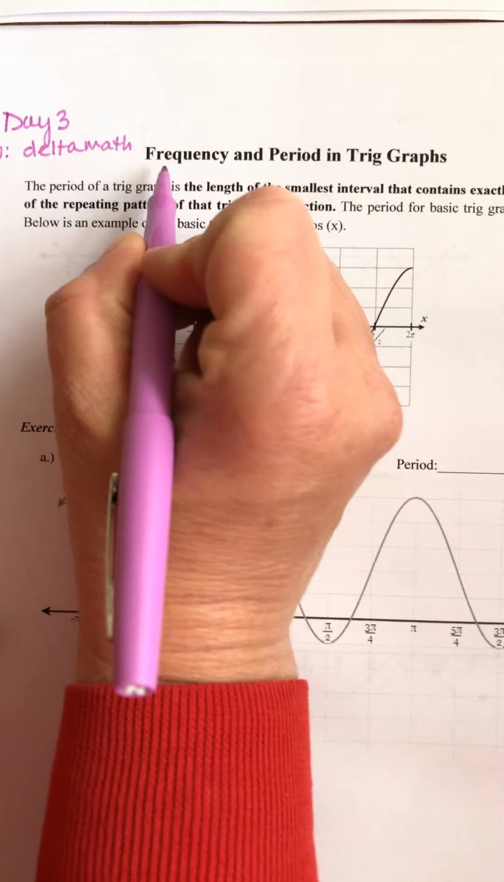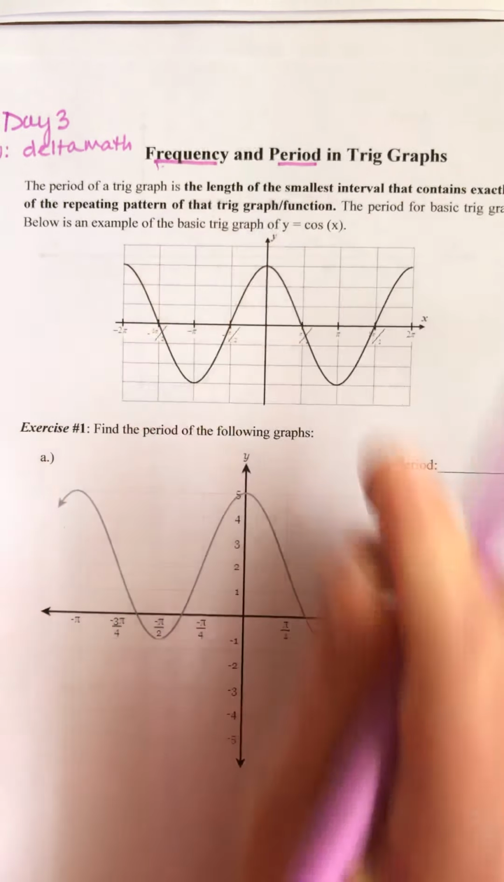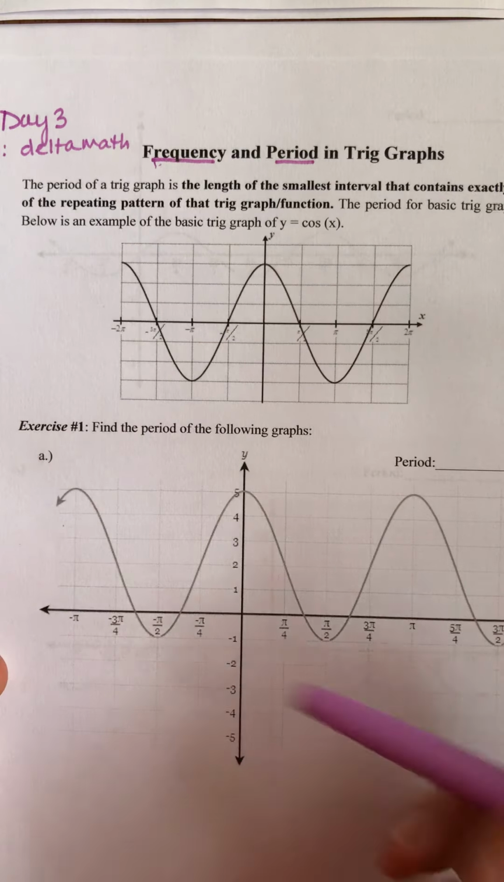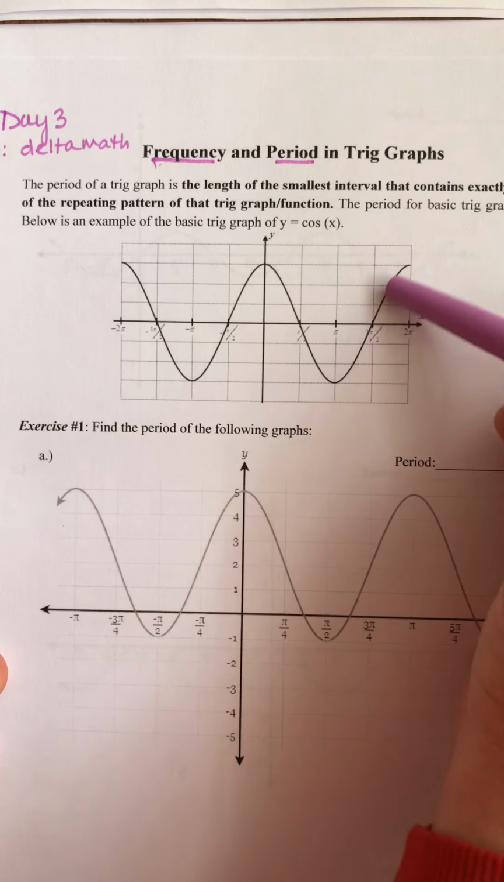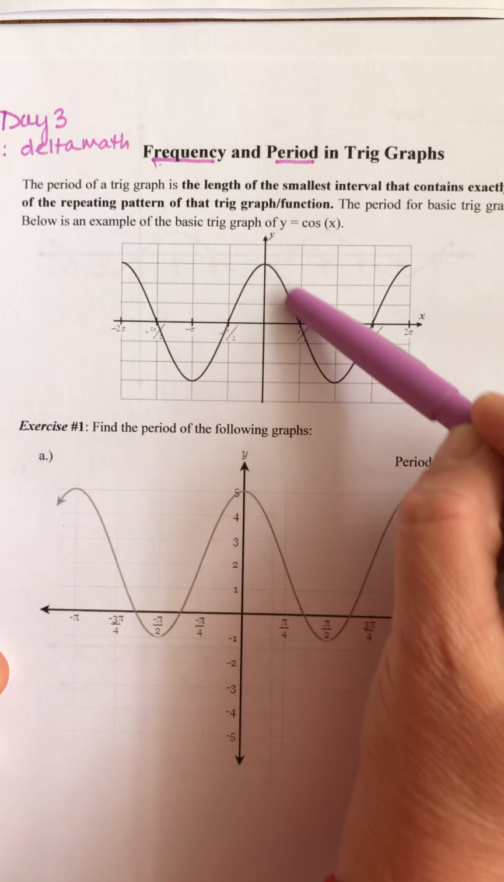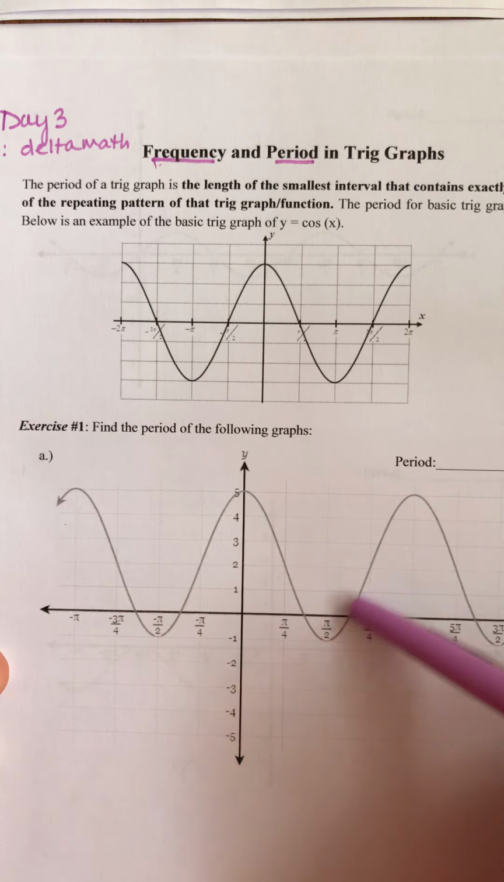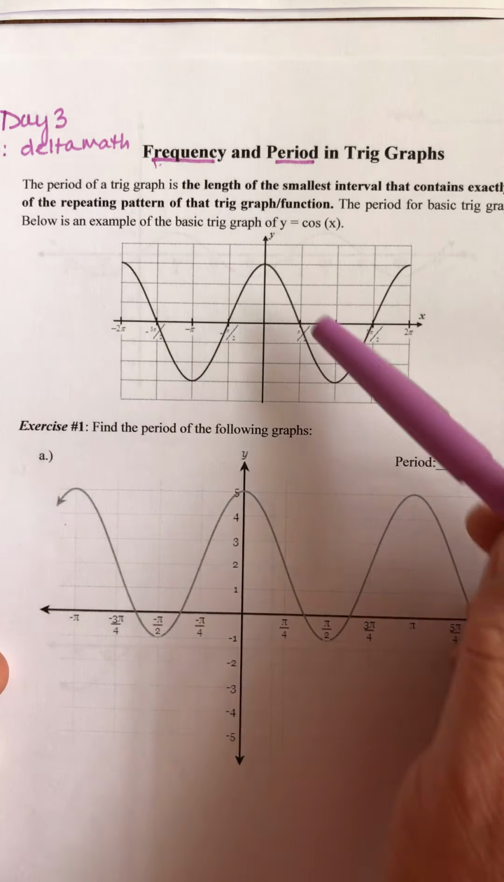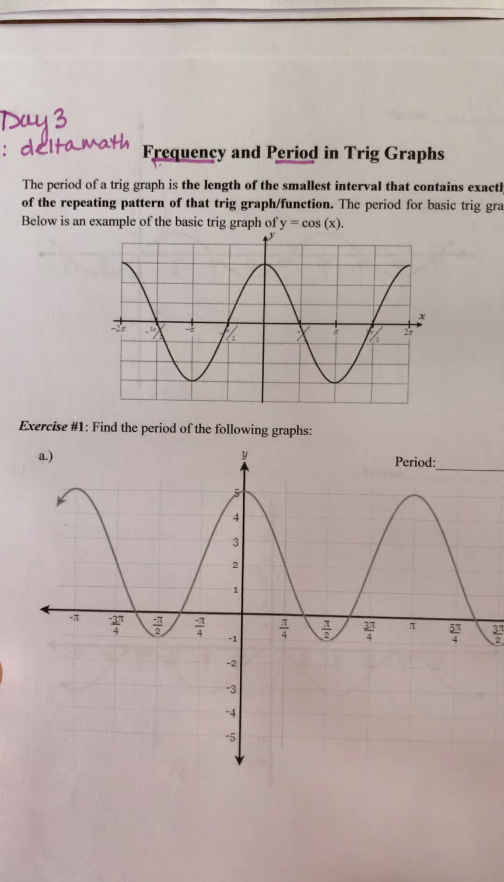So we're going to talk about two vocabulary words, the frequency and the period. We've been talking about these wavy graphs. So this makes a wave, up and down and up and down, okay? And when we have a graph that's a wave in the trig functions, these waves continue on and on in the same pattern. They don't get any taller or shorter.